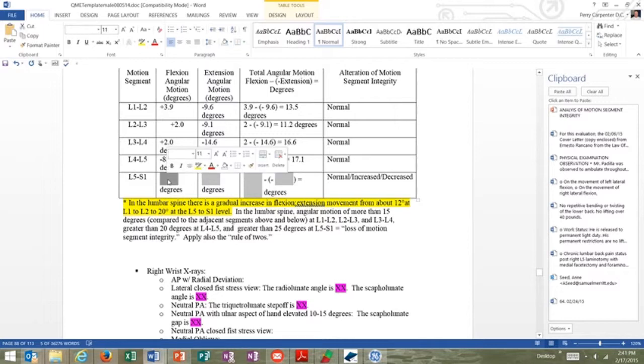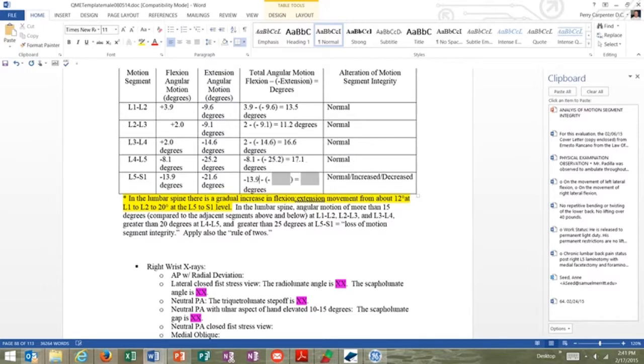and I consider it to be that. Finally, at L5S1, we began with minus 13.9 degrees. And remember, this was a segment of the spine that was difficult to visualize. And so our measurements here we have to take with a grain of salt. So minus 13.9 minus 21.6 equals 7.7.